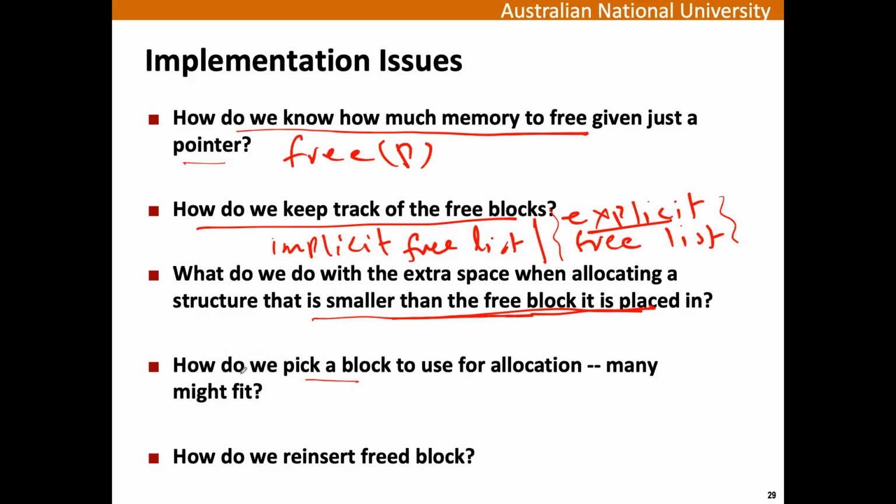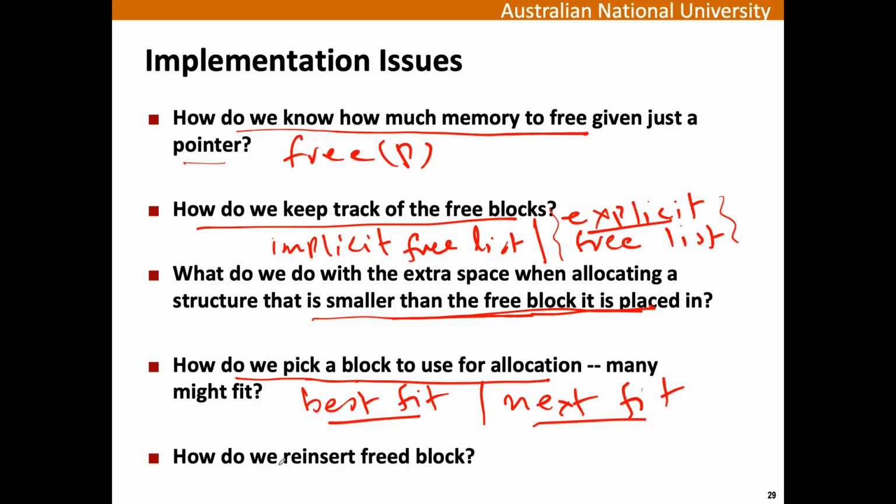How do we pick a block to use for allocation? I think what you have done in the labs is first fit, right? You start iterating the free list and you pick the first block that is free, and we have best fit, next fit, and others. These are policies. These are heuristics. These are not mechanisms. There's a distinction between mechanism and policy. I will clarify that distinction later, but there's a lot of room for heuristics and policies in allocators.